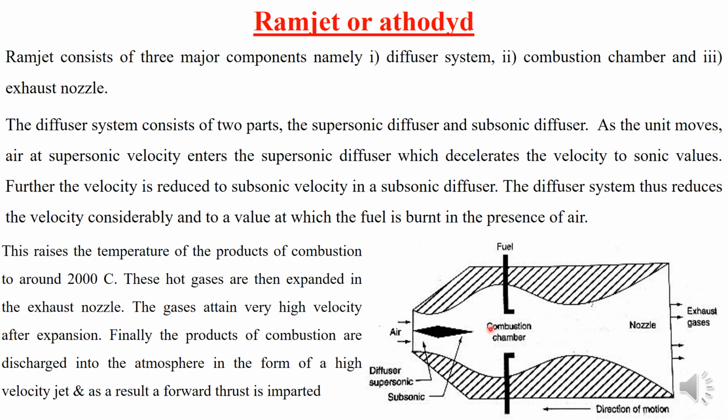Hence, high pressure air goes inside the combustion chamber, where fuel is injected and combustion takes place. The combustion temperature is around 2000 degrees centigrade, and the gas is expanded in the nozzle. The high pressure in the nozzle is again converted back into velocity. Thus we get the thrust force, and forward motion is imparted to the object. So this is how the ramjet works, or it is called ATD.